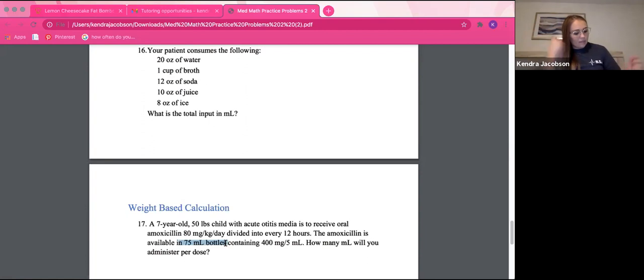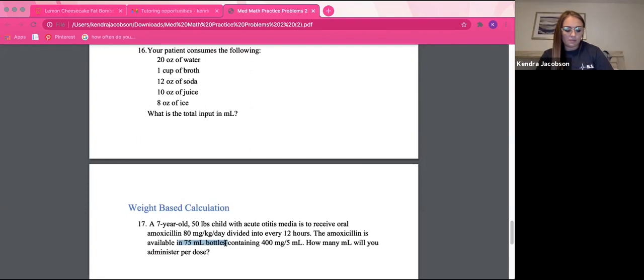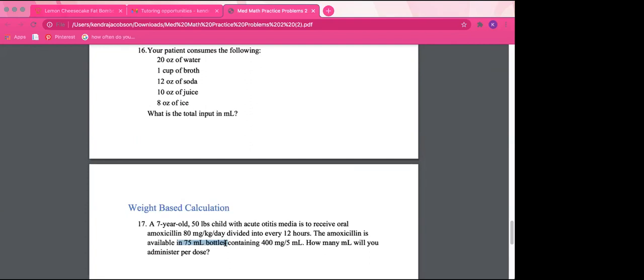So when we set this up, we're going to put it with milliliters per dose. So we're going to start off with doing, of course, the milliliters per dose that we know that we do have for sure, which we're going to put the 5 milliliters over 400 milligrams.